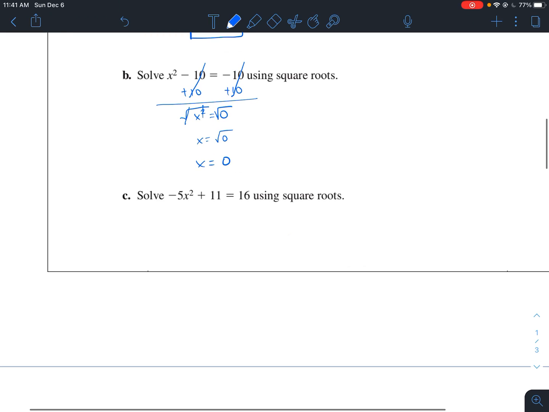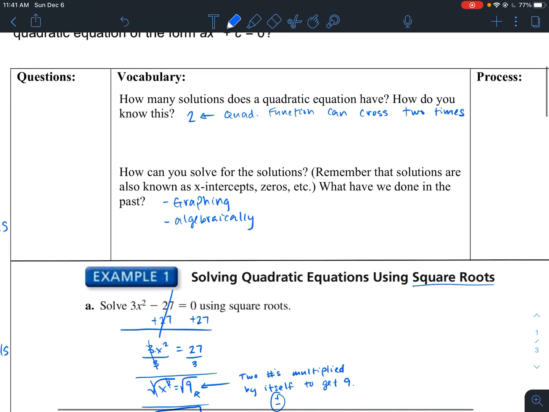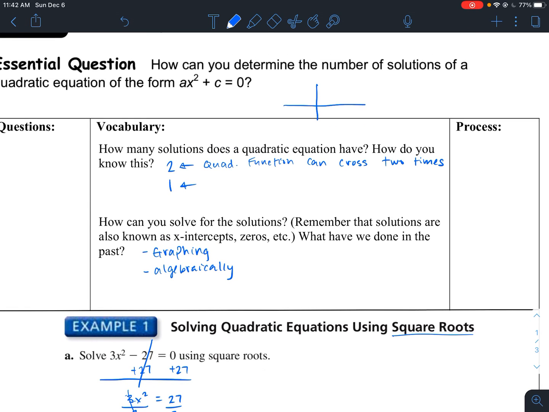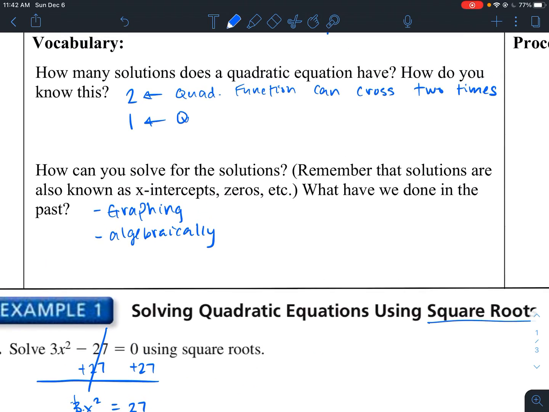So that's just one solution. 0 is just one solution. So I know you can have one solution, and we get one solution whenever our vertex touches the x-axis. So it doesn't cross, it just touches. So we can write that. Quadratic function touches x-axis.